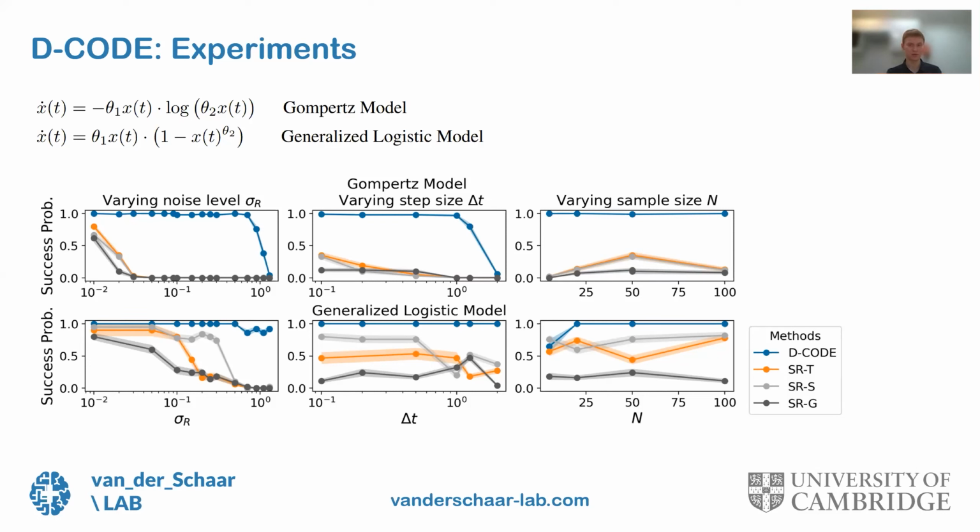Now, when we look at the plots, we can see that DeCODE achieves comparable performance as the benchmarks in the low noise, small step size settings, where the time derivative x-dot can be accurately estimated from the observed trajectories. However, DeCODE consistently outperforms the benchmarks under the more challenging measurement settings with increased noise or step size. With increased noise or step size, the success probabilities decrease much more rapidly in the benchmarks compared to DeCODE.